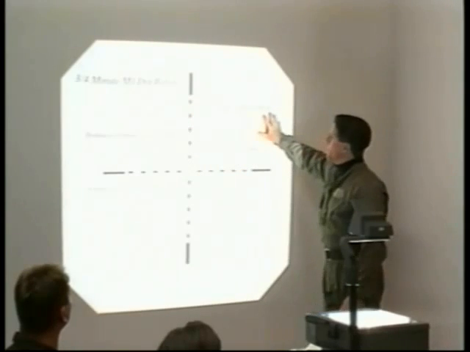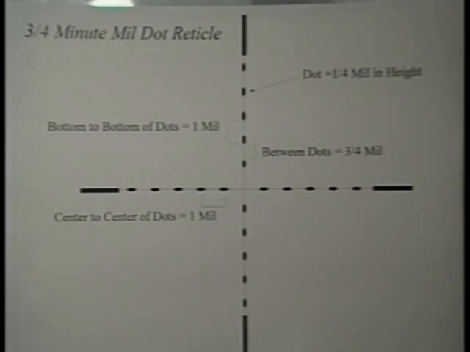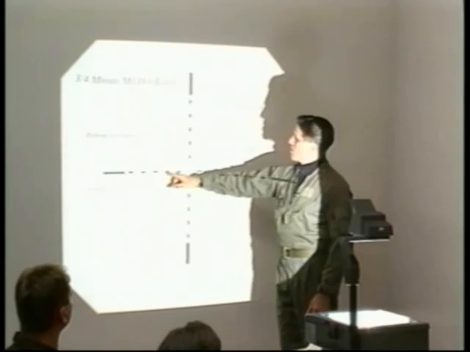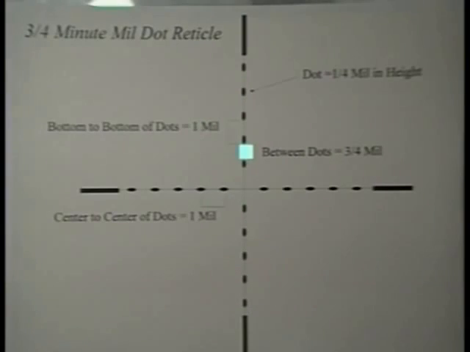But as I'm looking up here, from the center point of my reticle to the center point of my dot, I'm looking at 1 mil. And this is all going to come into play when we're actually trying to measure something out. We need to know what this little scale is telling us. So center to center, we're looking at 1 mil. Between the dots, we're looking at 3/4 of a mil. And the dot height is actually 1/4 of a mil. So we have a few different types of measuring devices in our reticle.